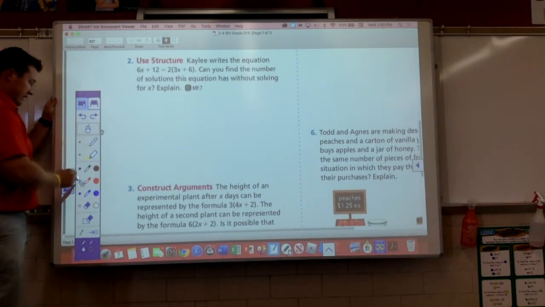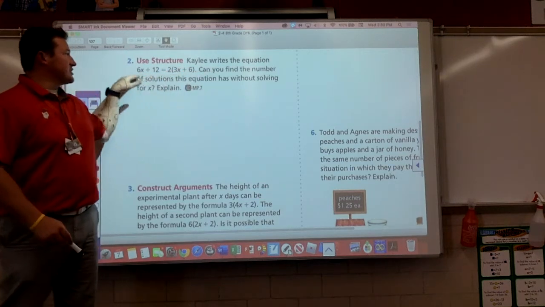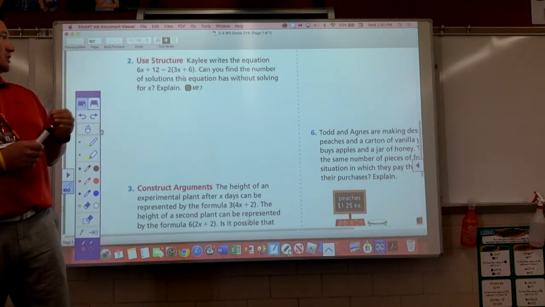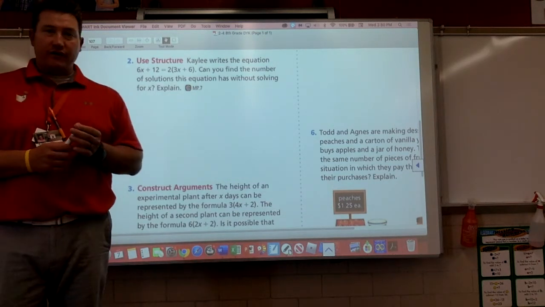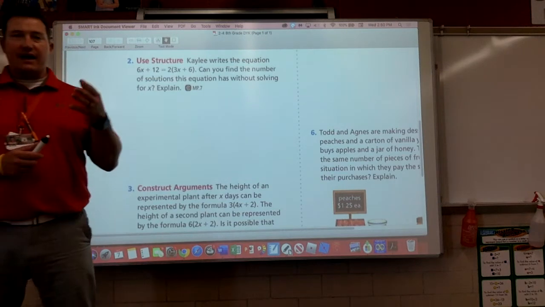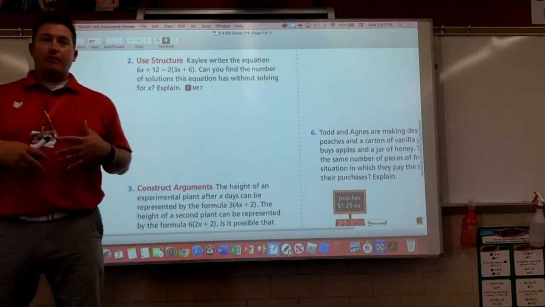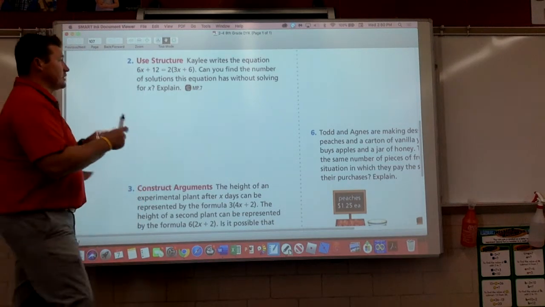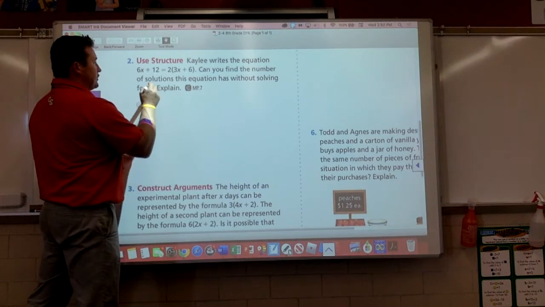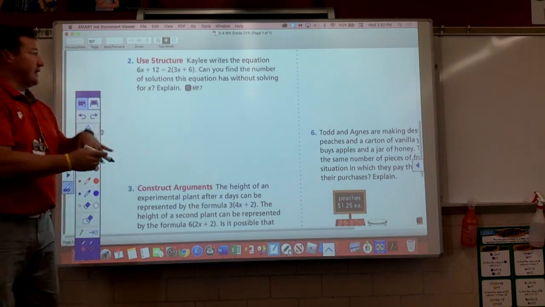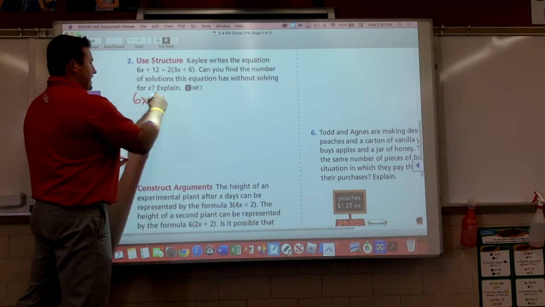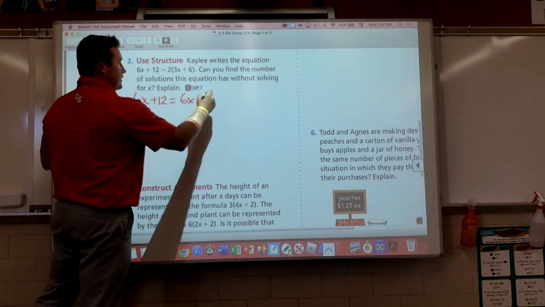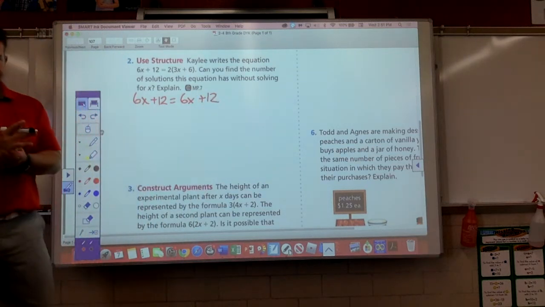All right. Kaylee, what you up to? She writes this equation right here. Can you find the number of solutions this equation has without solving for x? The answer to that, guys, is yes, we can. But we really have to understand and know what we're looking for. So the very first thing I want to do is the distributive property on the right-hand side. We are going to leave 6x plus 12 alone, and the right side is going to turn into 6x plus 12.